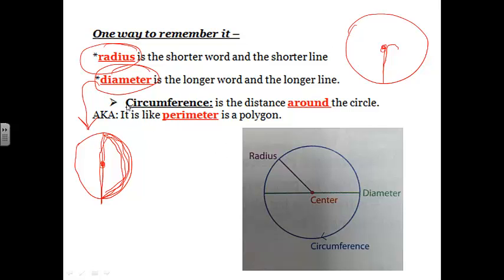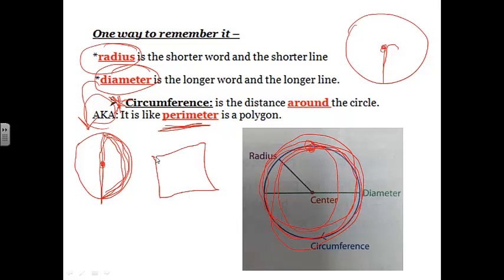Next thing we're going to talk about is the circumference. Circumference is the distance around the circle. As you see in the picture, this is your circumference. It's the distance from here all the way around the circle to there, or from here all the way around to there. Your circumference is the distance around a circle. It is exactly like perimeter of a polygon. The perimeter of a polygon is when you add each side to get your perimeter. Well, circumference is the exact same thing as perimeter, but for a circle.